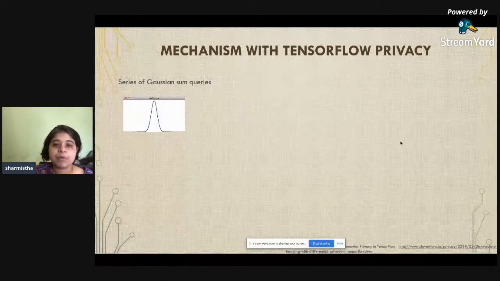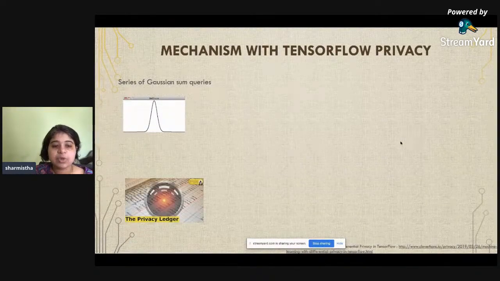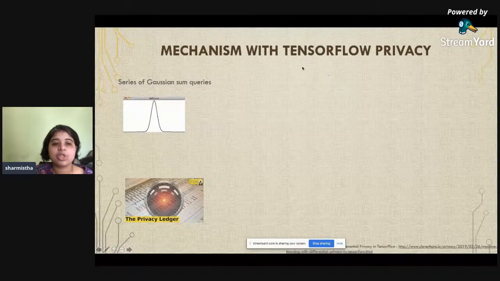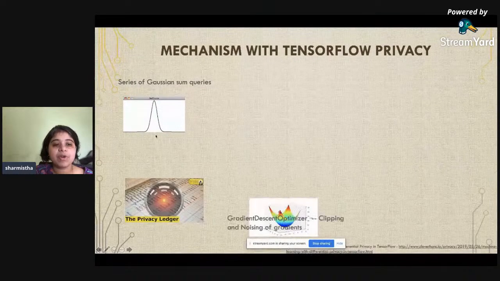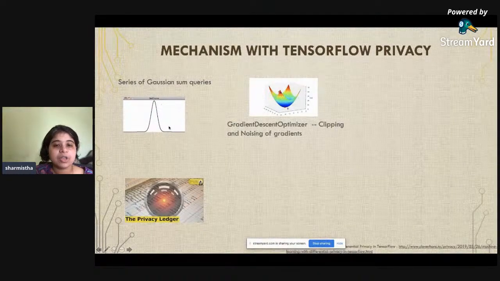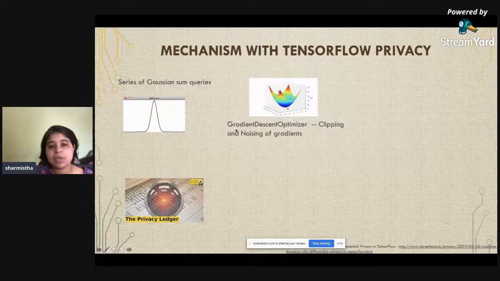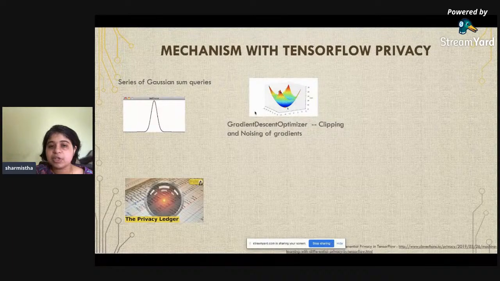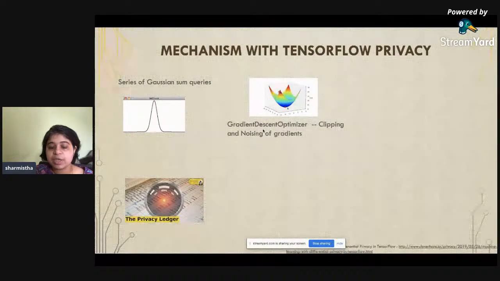Let's look at the TensorFlow mechanism with TensorFlow Privacy. We have talked about Gaussian noise and Laplacian noise. This is the bell curve of a Gaussian distribution. We have also talked about the clipping of the gradients, how each point's gradient should be limited by a maximum value, so that the gradient descent optimizer has it. On top of it they have built another one, the DP Adam gradient descent optimizer, or you can call it the Gaussian gradient descent optimizer.